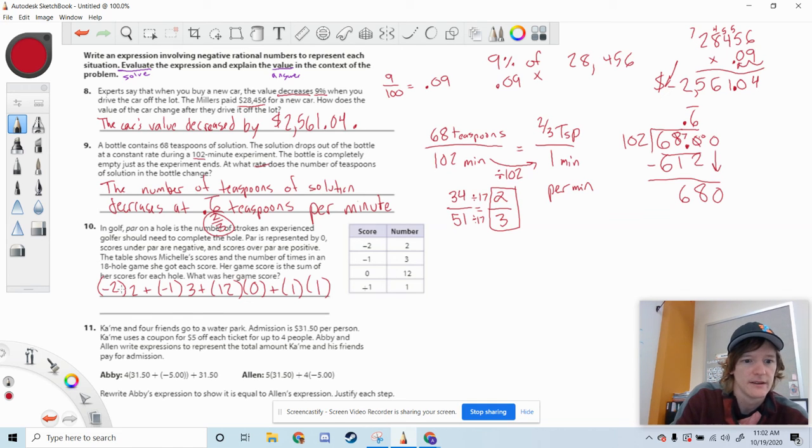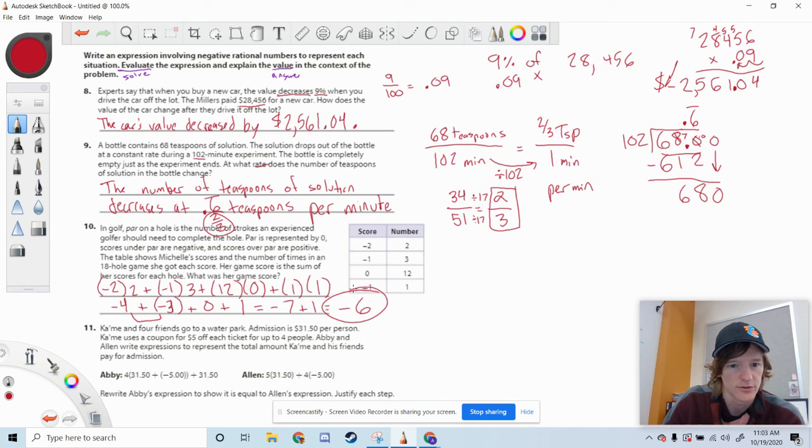So let's see. -2 times 2 is -4, plus -1 times 3 is -3, plus 12 times 0 is 0, plus 1 times 1 is 1. So then I can combine those two negatives. -4 and -3 makes -7, plus 1 equals -6. And that's this person's score. No label, unless you want to call it 6 under par, if you wanted a label. But -6 is good enough.